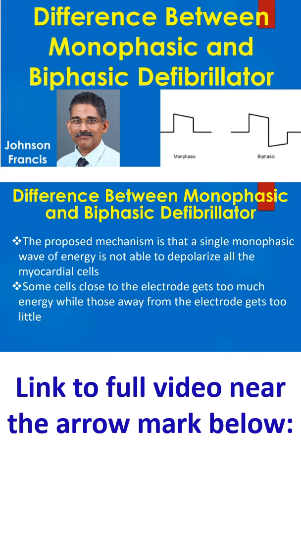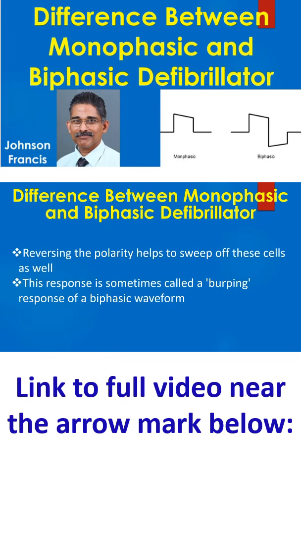The proposed mechanism is that a single monophasic wave of energy is not able to depolarize all the myocardial cells. Some cells close to the electrode get too much energy while those away from the electrode get too little. Reversing the polarity helps to sweep off these cells as well. This response is sometimes called the burping response of a biphasic waveform.